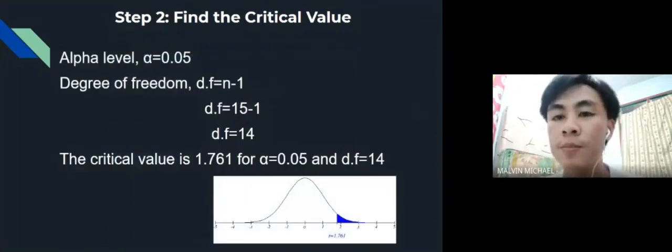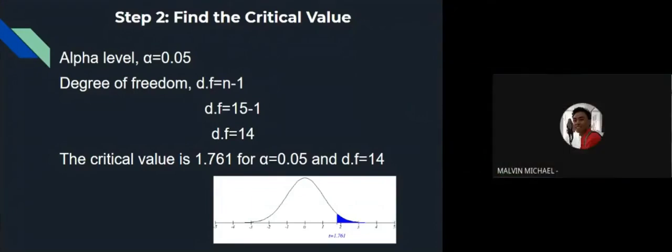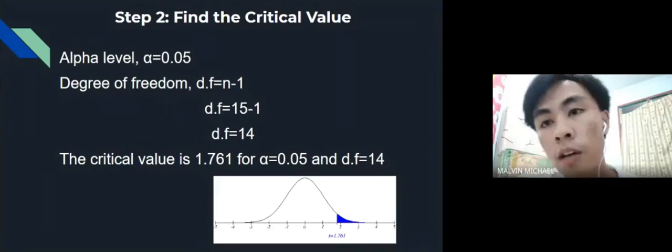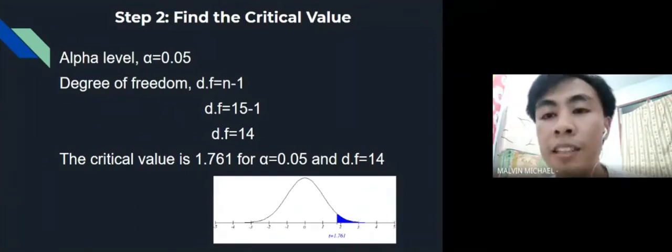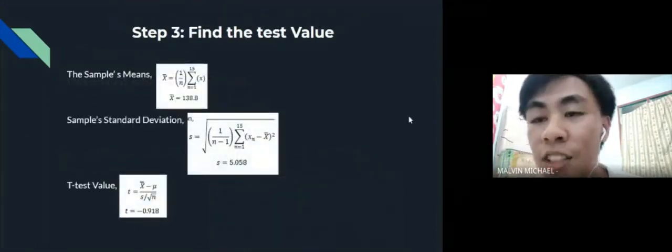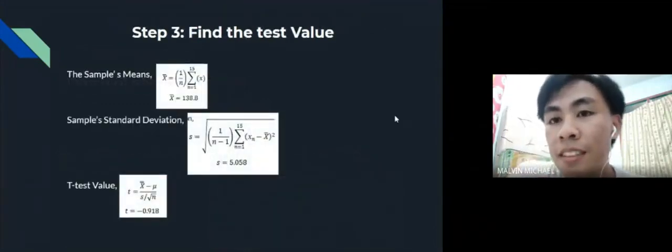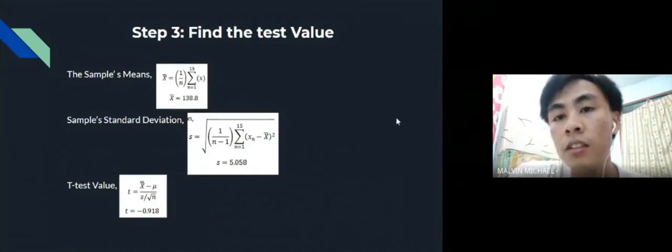For step 2, which is to find the critical value, we know that alpha is equal to 0.05. The degree of freedom is n minus 1, so the degree of freedom is equal to 14. The critical value is 1.761 for alpha 0.05 and 14 degrees of freedom, which can be seen in the graph below.